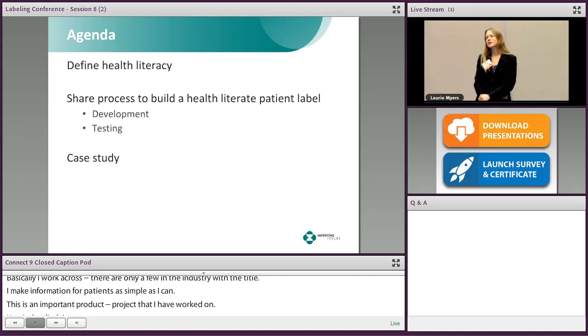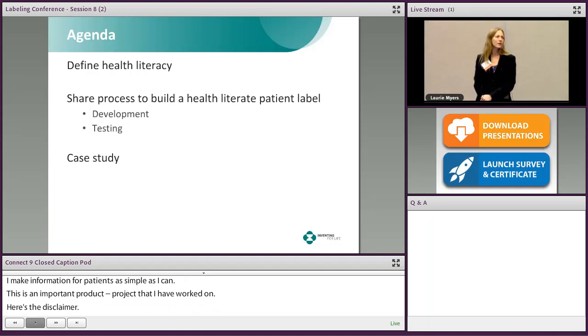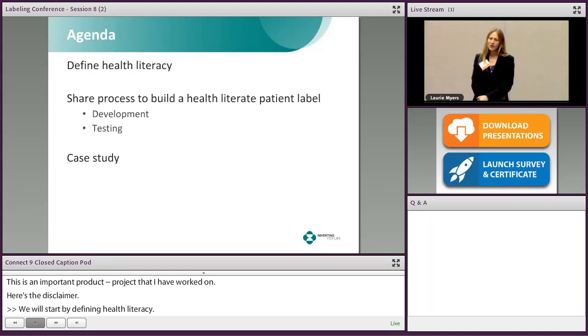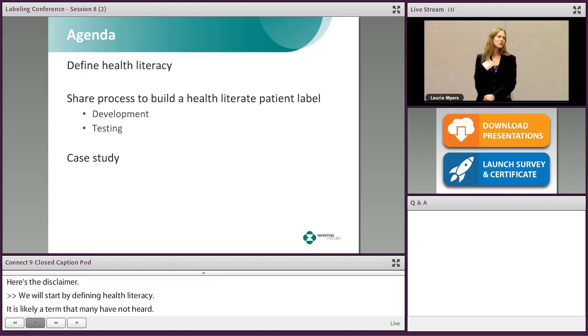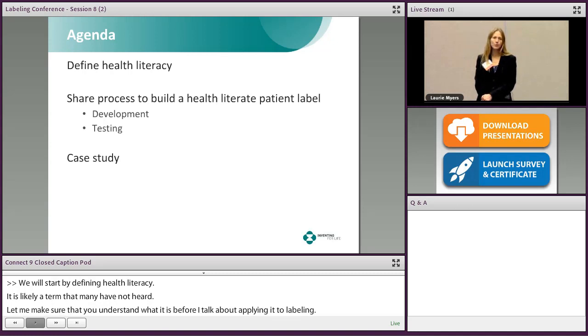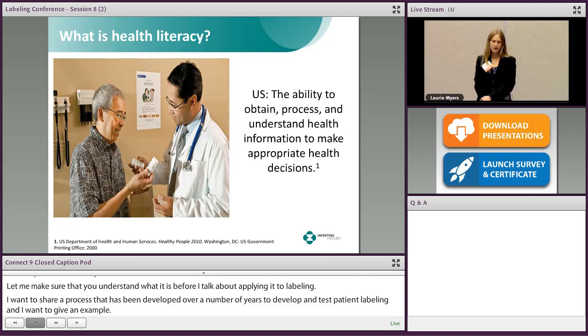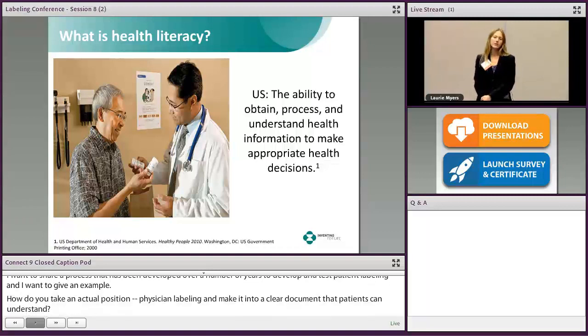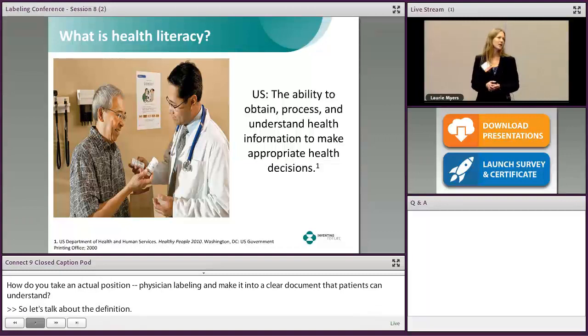Of course, the disclaimer. So I want to start by defining health literacy. It is likely a term that many of you have not heard. So let me make sure you understand what it is before I talk about applying it to labeling. I want to share a process that we've developed over a number of years to develop and test health literate patient labeling, and then I want to give an example. How do you take an actual physician labeling and make it into a clear document that patients are able to understand? And so let me start with the US definition, because that's where we are today.